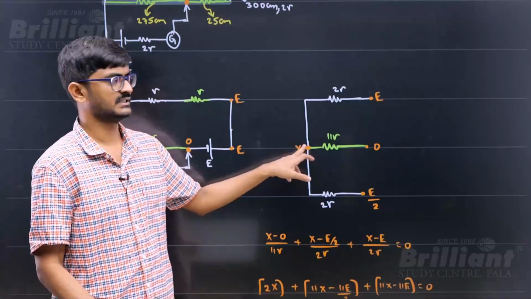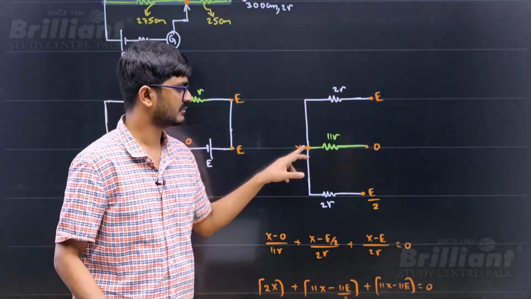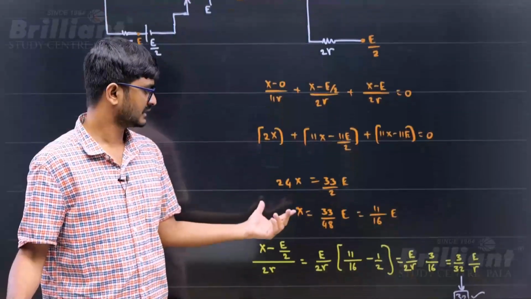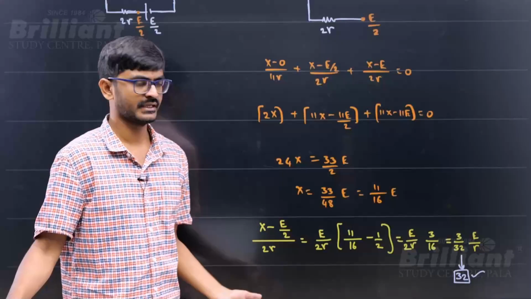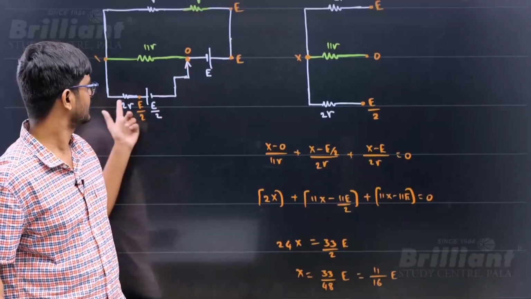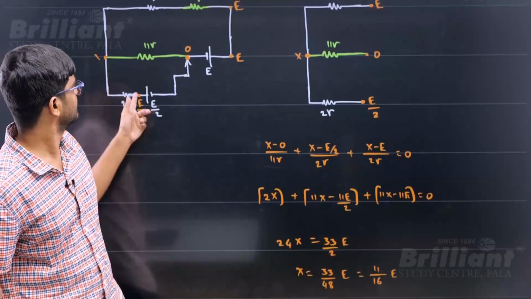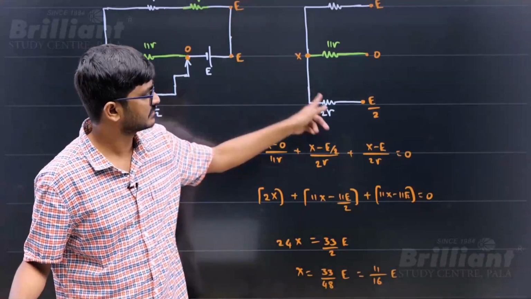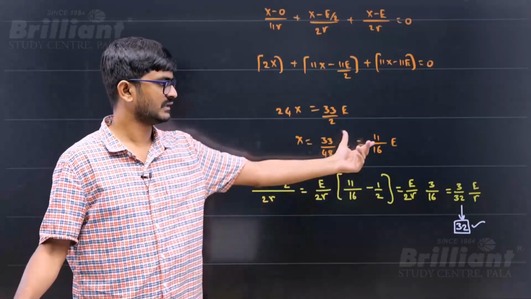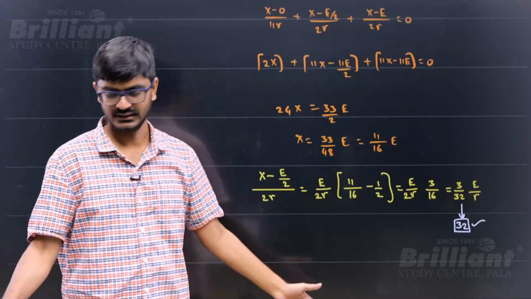Now I'll be assuming this as X. This outgoing current plus this outgoing current plus this outgoing current equals 0. From there I'll be getting the value of X. Once I get the value of X, I can do anything. What they asked is the current in the galvanometer. Current in galvanometer is the current in this resistance. What is the current in this resistance? This is X, right? X minus E by 2, by 2R. X value I found, I just need to substitute and get the answer, right?